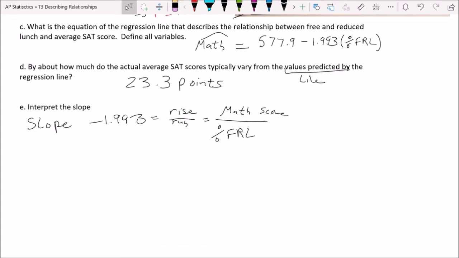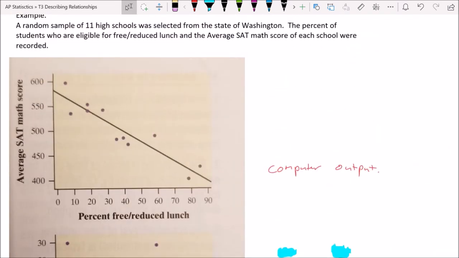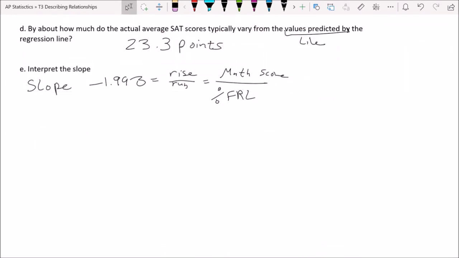Okay, so what this is saying is, the fact that it's negative is saying these go in opposite directions. As the percentage of free and reduced lunch goes up, the math score goes down. Now, guys, it's not saying that it's a 1-to-1. It's not saying that the math score is always negative 1.993 times the free and reduced lunch, because we have a starting point. If that was true, it would make the test scores negative.